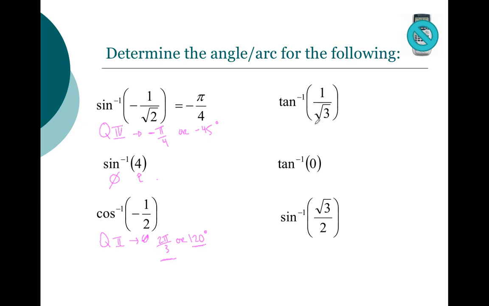Tangent inverse of 1 over root 3. Maybe you've got it at this point, but if you want to think to yourself, well, this is 1/2 over root 3 over 2. Right, so this is your y, this is your x. We're talking about quadrant 1 because it's positive, so this is going to be 30 degrees or pi over 6.